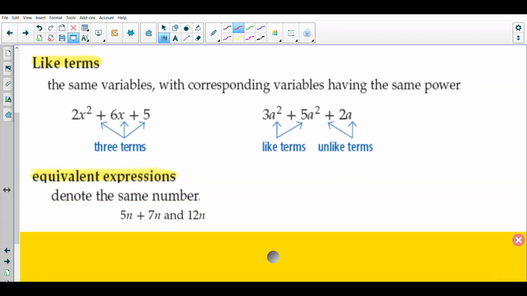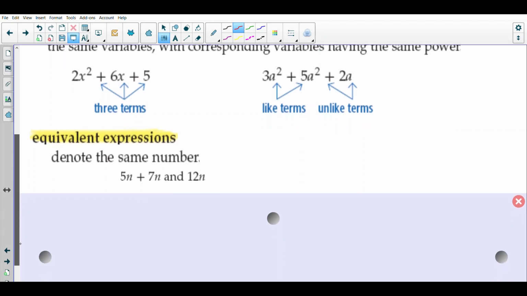Okay, so equivalent expressions denote the same number. So 5n plus 7n and 12n. That comes from what I was just saying, like terms. Like terms can be combined. If they're like terms, think of them as labels. 5 apples plus 7 apples equals 12 apples. But if they were not like terms, say 5 apples plus 7 oranges, you don't have 12 apple oranges. You don't put them together. It doesn't make sense. Okay?